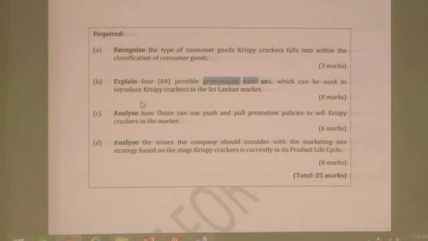Promotional tool mix. Four promotional tool mixes. Make a marketing mix again. Product, price, place, promotion within marketing. Four possible tools are the question.